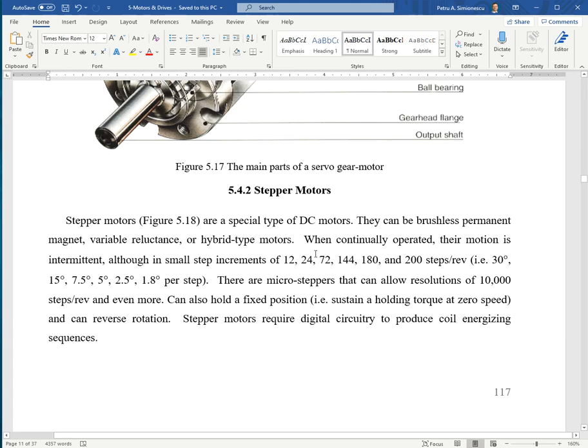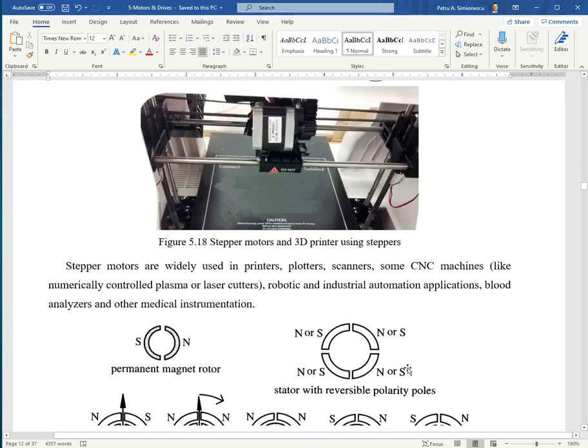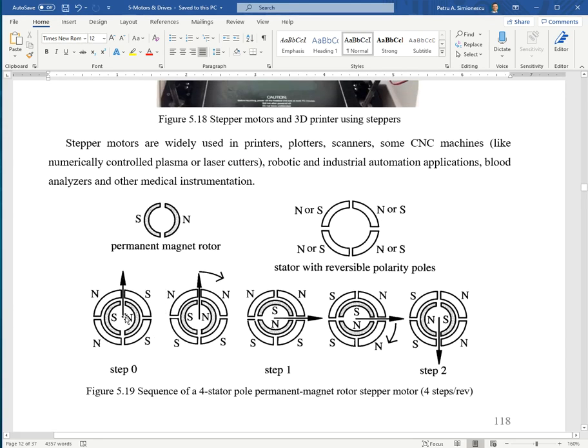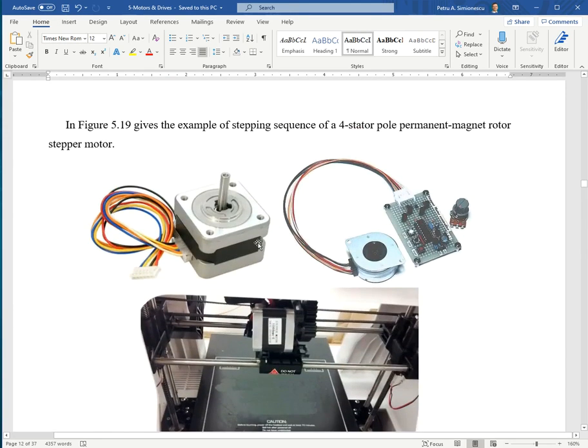So one example is where you have a DC motor, and there are other designs. So brushless permanent magnet, variable reluctance, or hybrid types. But for the DC type that's explained here, the rotor is a magnet, and then you have windings that can be energized. The number of poles gives the resolution of the stepper.